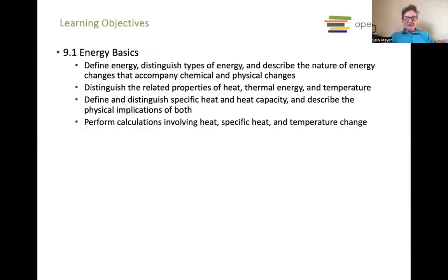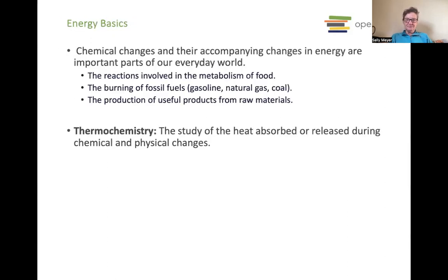So we need to know the terms for energy. We need to distinguish types of energy. There are really only two: potential energy and kinetic energy. And then we need to think about the properties of heat, thermal energy, and temperature. We need to think about heat capacity, where there's one called specific heat capacity and one called heat capacity. They're really the same concept. And then we want to look at some calculations that allow us to use heat capacities in order to figure out how much heat was exchanged during a reaction.